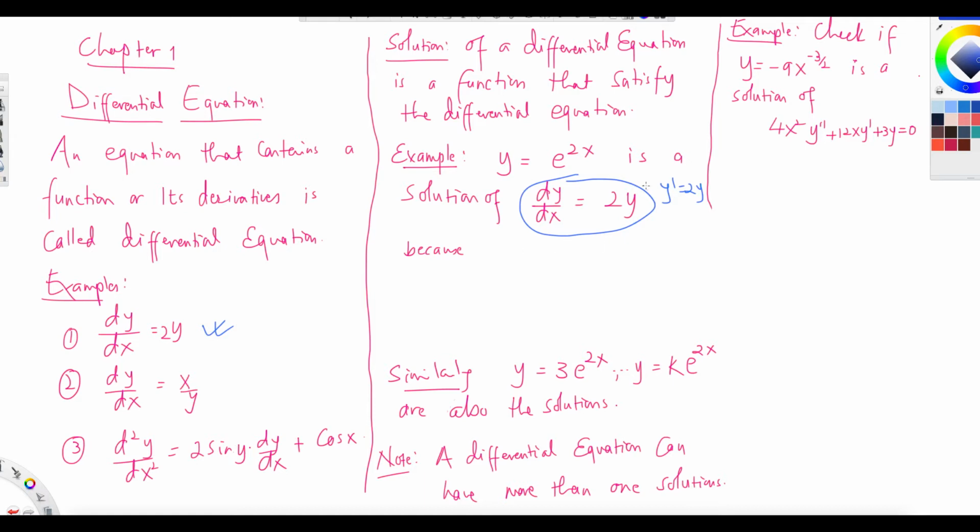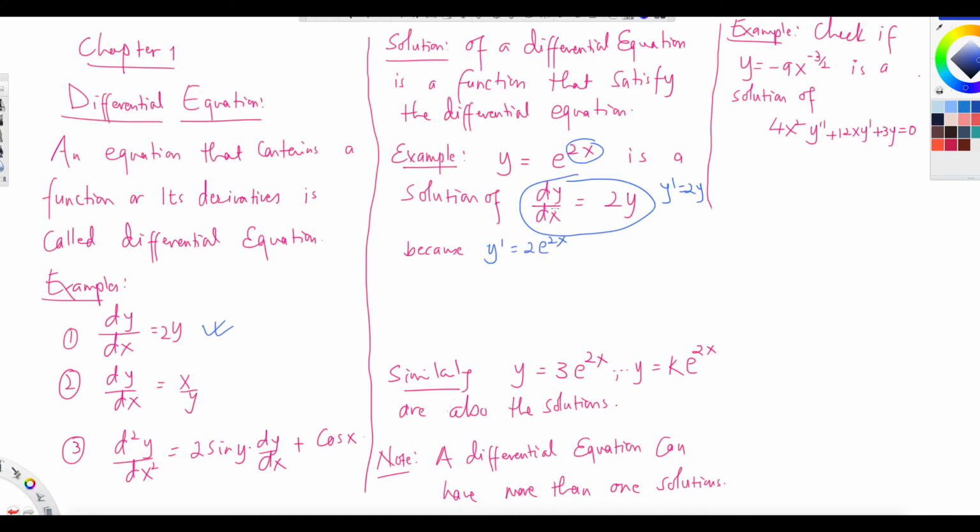Let us check. If you find the derivative of y equals e to the 2x, it is like e to the u, right? You need to use the chain rule, so e to the u times u prime. So what is the prime of that? That will be 2, right? So since y equals e to the 2x, y prime equals 2e to the 2x, right?